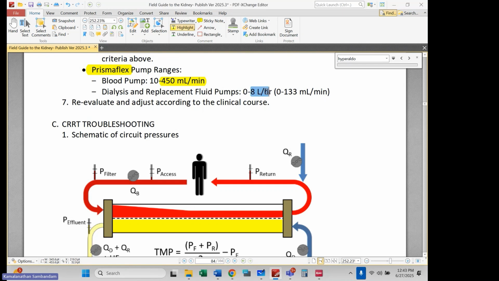And also know that even though you're typically going 2 liters an hour, these Prismaflex pumps can go to 8 liters an hour. So you can really get up to 133 mils per minute of urea clearance, okay, which is super physiologic, meaning your urea clearance is less than GFR because you reabsorb urea. So GFR is around 133, but urea clearance is roughly half of that or 2/3 of that. So you're getting urea clearances that are more than a kidney is getting.